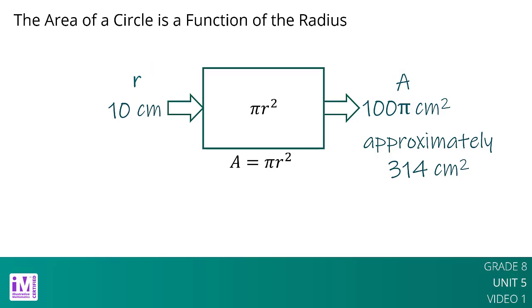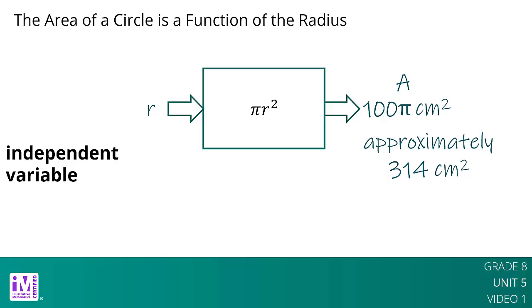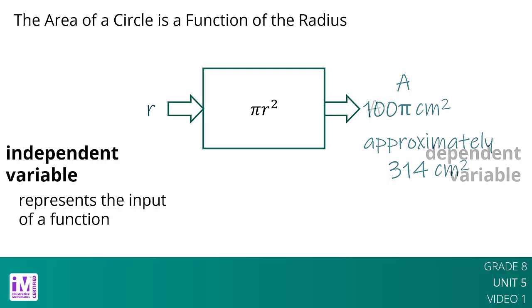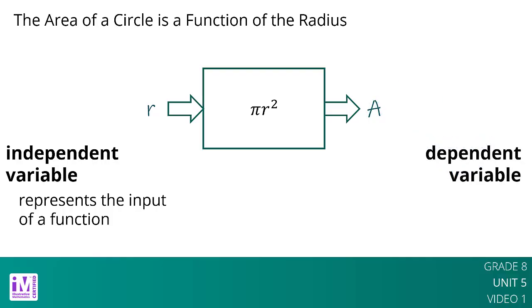Since it is the input of the function, we say that r is the independent variable. An independent variable represents the input of a function. As the output of the function, A is the dependent variable. A dependent variable represents the output of a function.